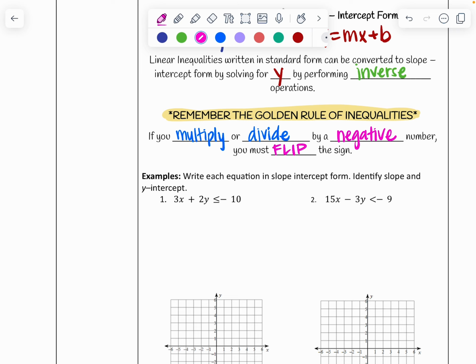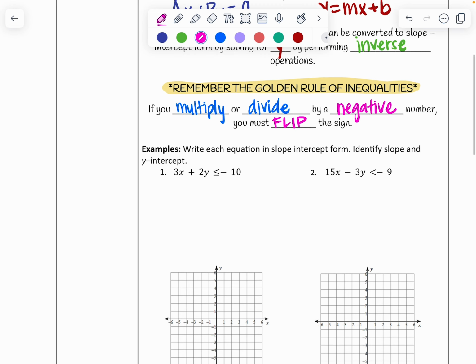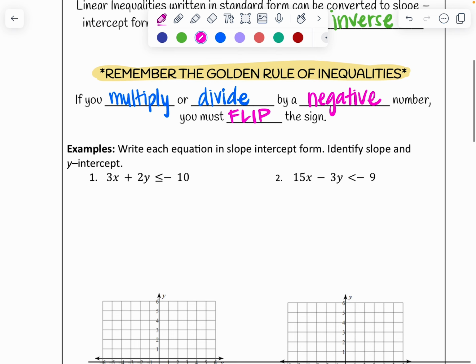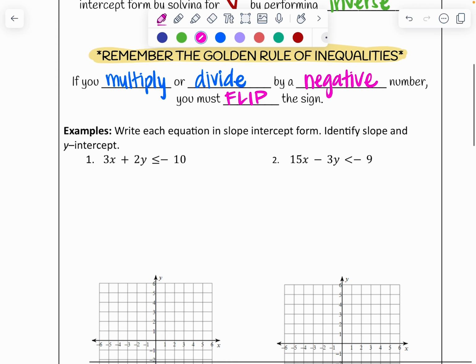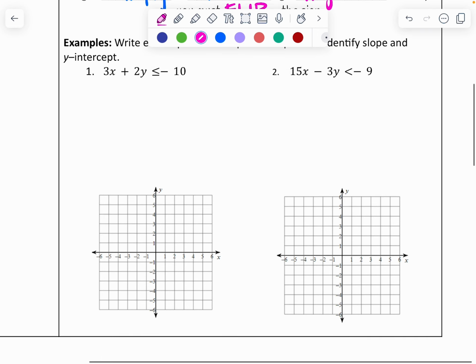So this goes back to an objective we did in Unit 1, solving inequalities. If you multiply or divide by a negative number, you must flip the inequality sign. Let's go over some examples. Write each equation in slope-intercept form, identify the slope and the y-intercept, and then we're going to graph it.